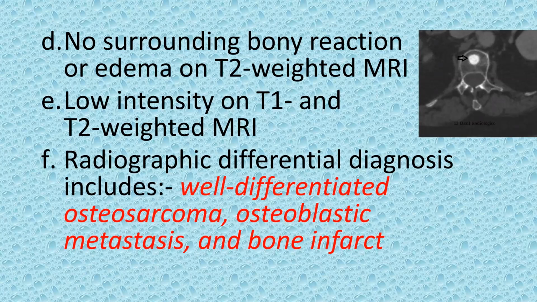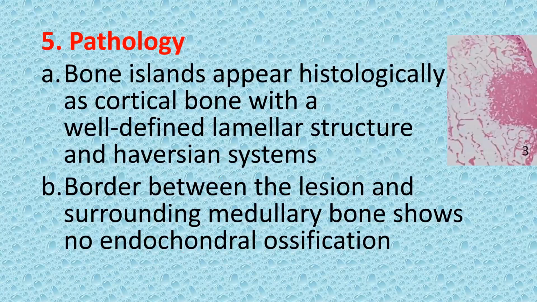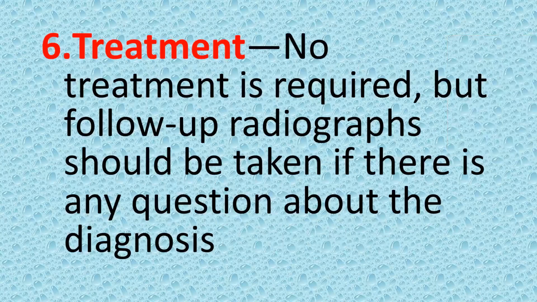This is the pathology on these lesions. Bone islands appear histologically as cortical bone with a well-defined lamellar structure and Haversian systems. The border between the lesion and the surrounding medullary bone shows no endochondral ossification. Treatment? No treatment is required, but follow-up radiographs should be taken if there is any question about the diagnosis.